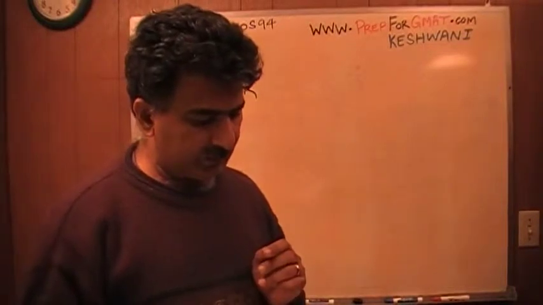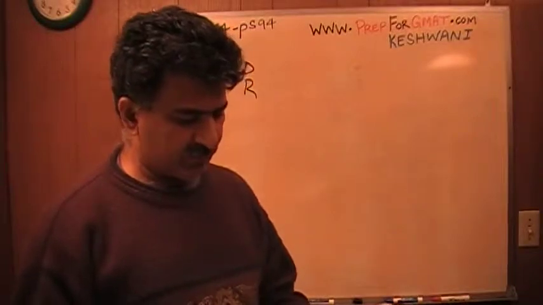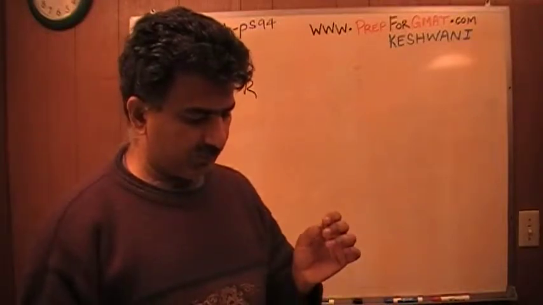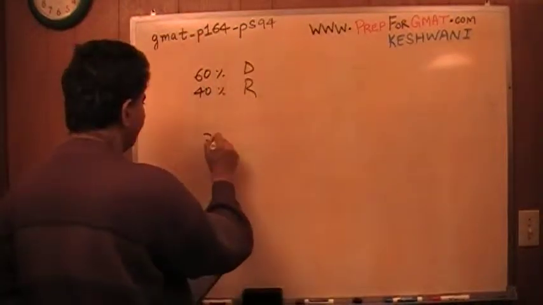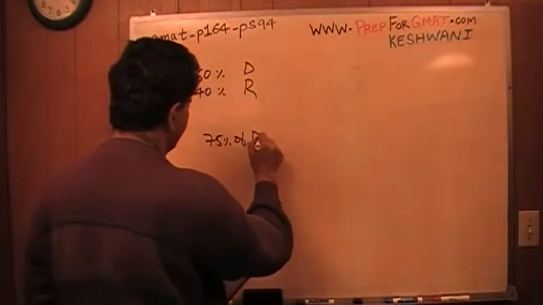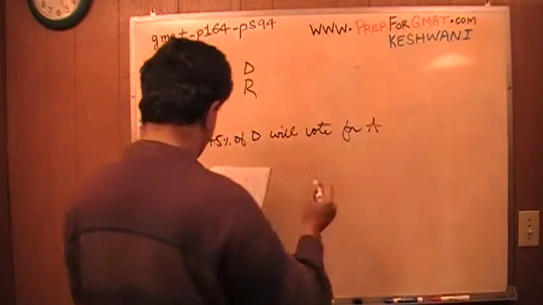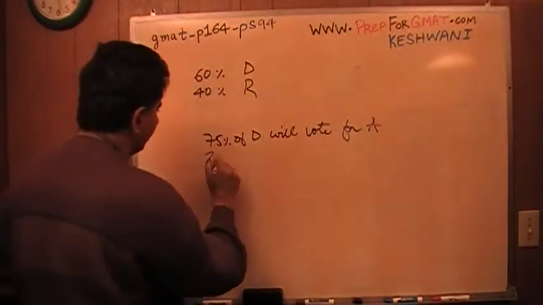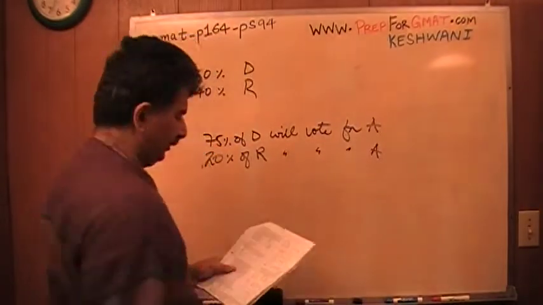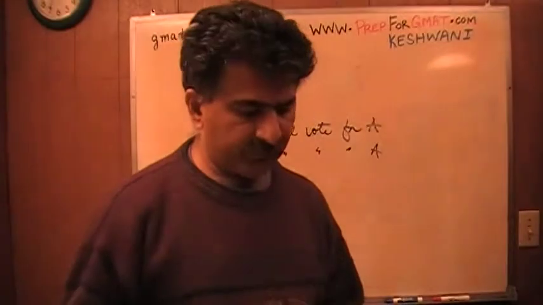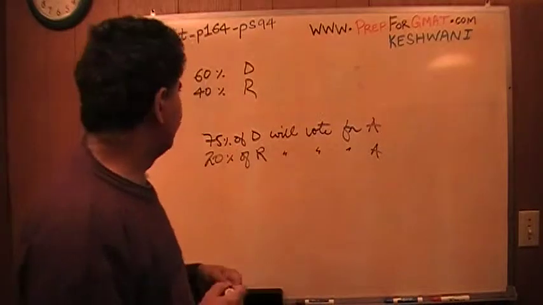It says in a mayoral race, if 75% of registered voters who are Democrat and 20% of registered voters who are Republican are expected to vote for a certain candidate. So we know that 75% of Democrats will vote for A, and we are also told that 20% of Republicans will vote for A. The question simply is, what percentage of the total population will vote for the candidate A? Well, let's take a look.